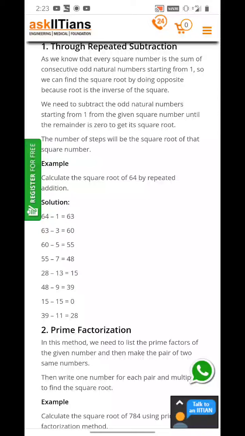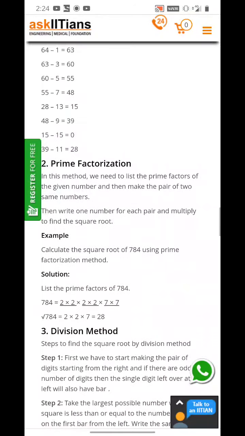We have to subtract, and so on. Now, how many times do we have to subtract? 8 times. So however many steps are taken, the square of that number is the original number. For example, we have taken 8 steps. 8 squared is equal to 64. So 8 is the square root of 64.